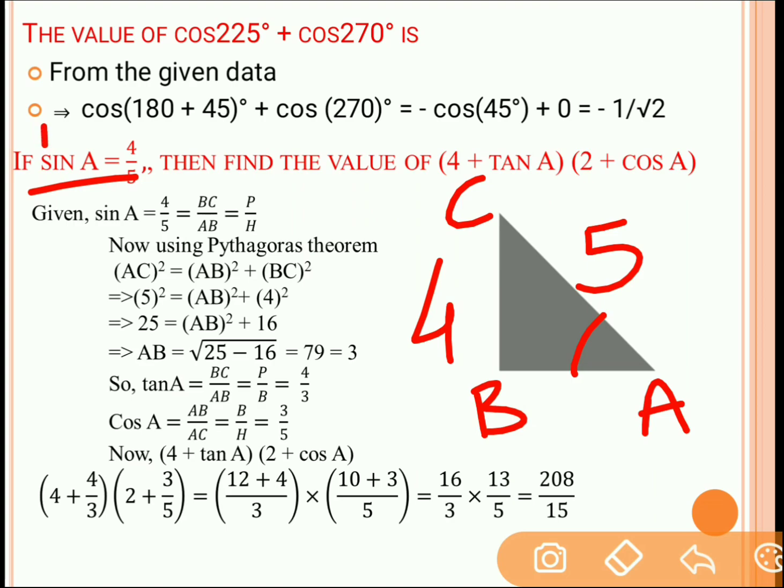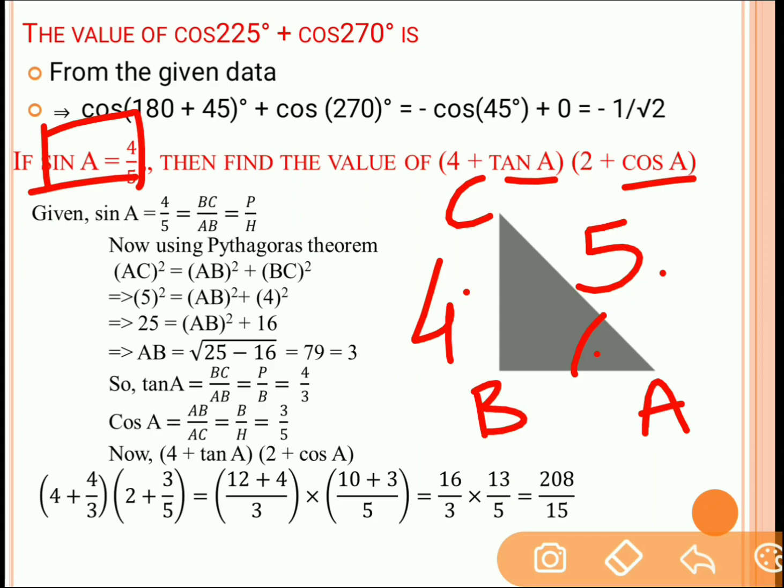Now whenever one trigonometric ratio is given, then we can find out the value of other trigonometric ratios like tan A, cos A, sec A or any other ratios using a right angle triangle. So if any one trigonometric ratio is given, then the first step is to form the right angle triangle. Now in that right angle triangle, sin A is equal to 4 by 5. So the opposite side of angle A has length 4 and the hypotenuse is 5.